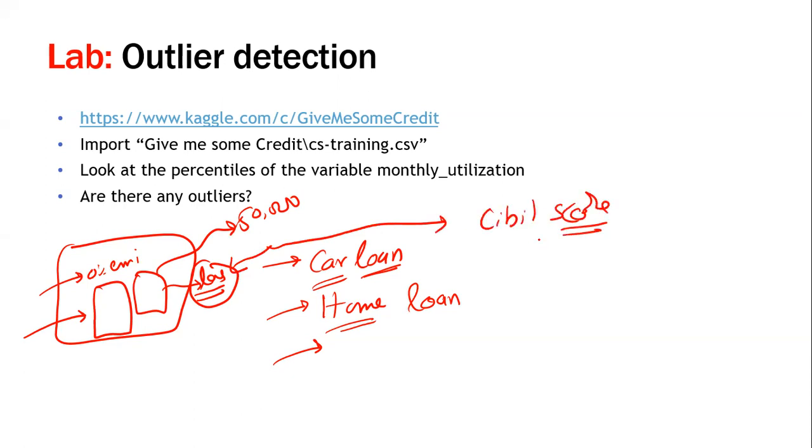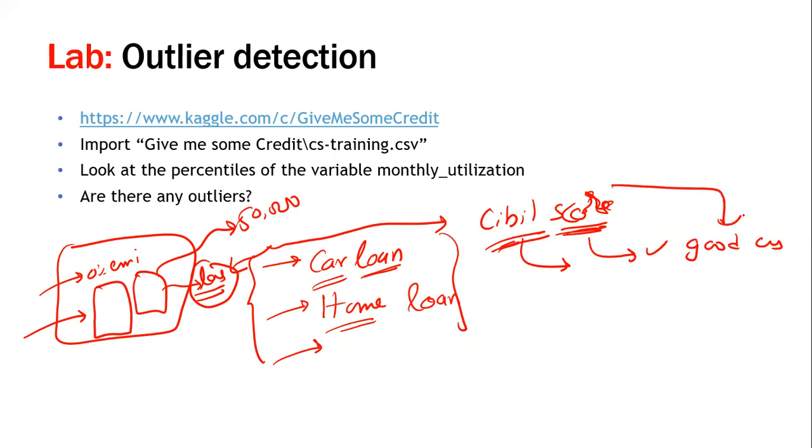CIBIL score is the risk quantified score. That means the risk associated with the customer is given in CIBIL score. So in India, before giving a loan, the financial institutes check this CIBIL score. If CIBIL score is high, then you're a good customer, and you will get a loan very easily. If CIBIL score is low, then you are a bad customer. The companies will not give you the loan. Any new loan you will not get. That is called CIBIL score.